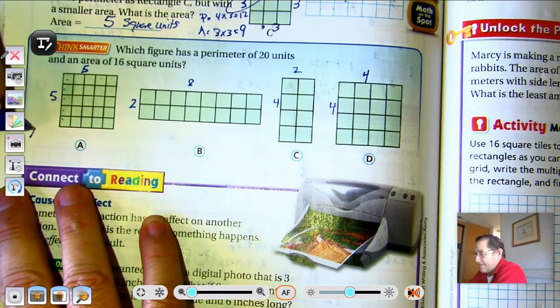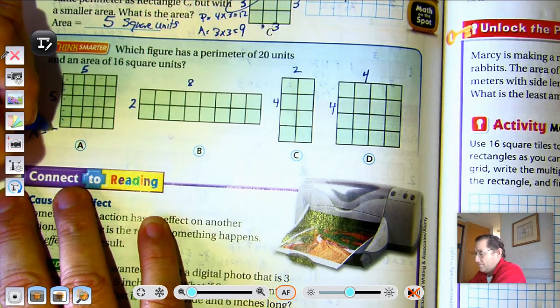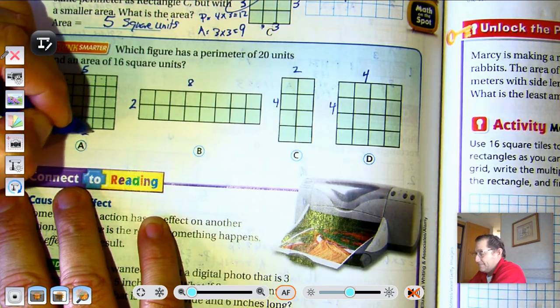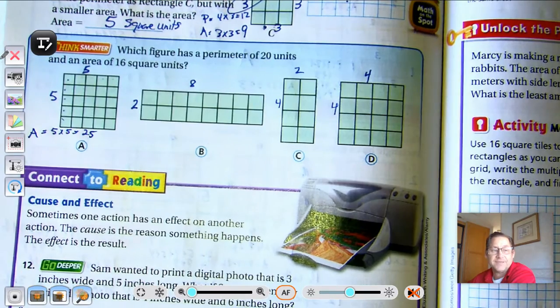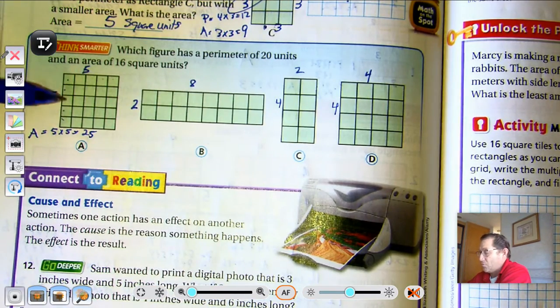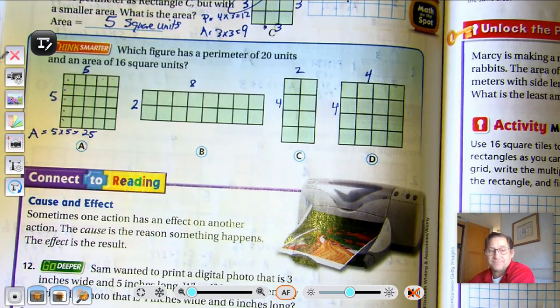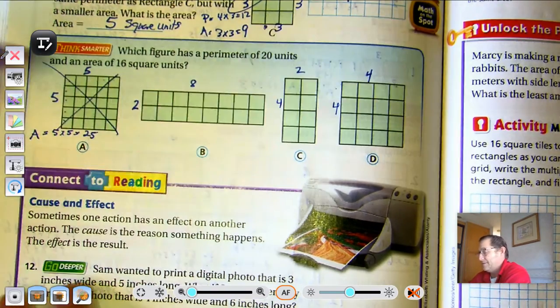Well, it has to have an area of 16. So A is not 16. The area of A is 25. So it doesn't matter if the perimeter is 20. It doesn't have an area of 16. So it's not A.